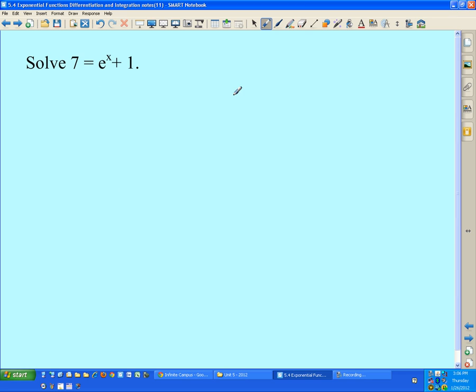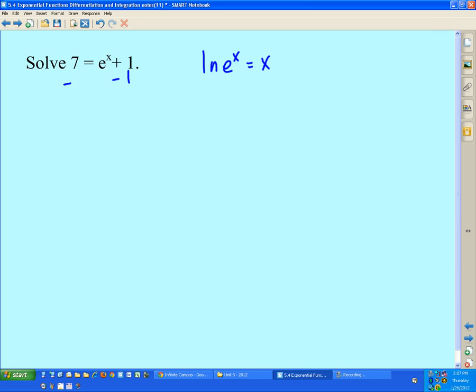You need to remember that if you have ln of e to the x, your answer ends up being x. So ln and e are inverses of each other. The first thing I'm going to do is try to isolate e to the x. I'm going to subtract 1 from both sides, and so I get 6 equals e to the x.